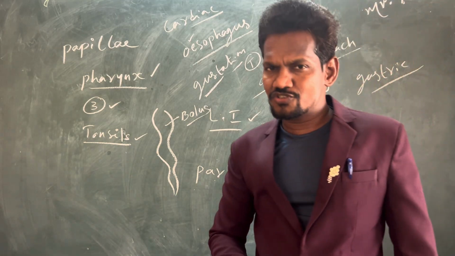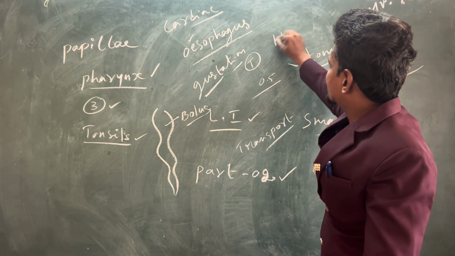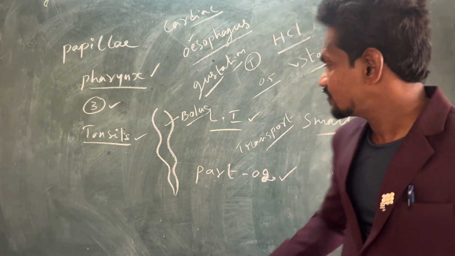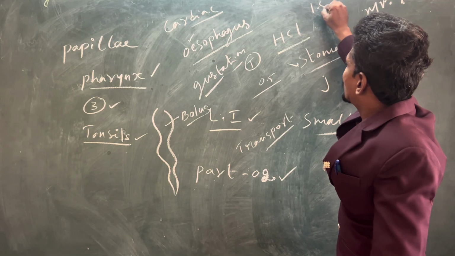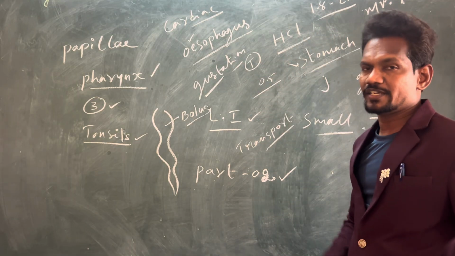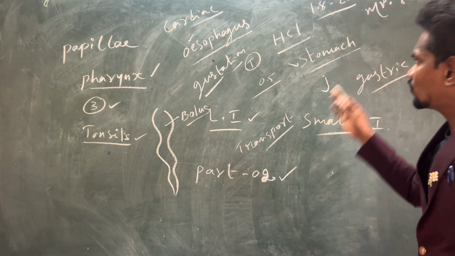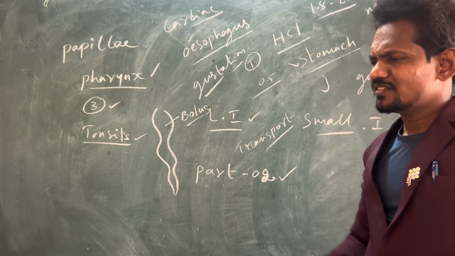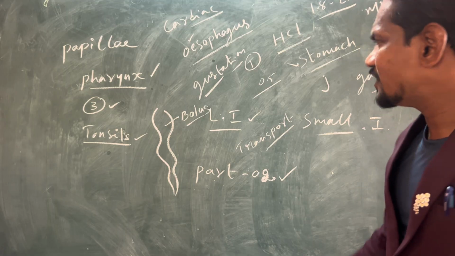In this gastric juice, HCl is present. This HCl is highly acidic. The pH of HCl is around 1.8 to 2.0, highly acidic. To protect the stomach wall against the HCl, a thick mucous membrane is present.